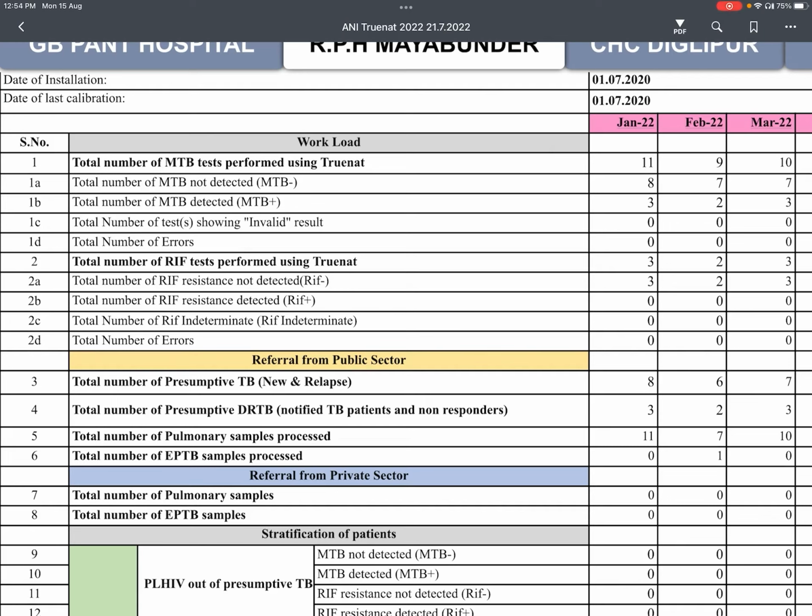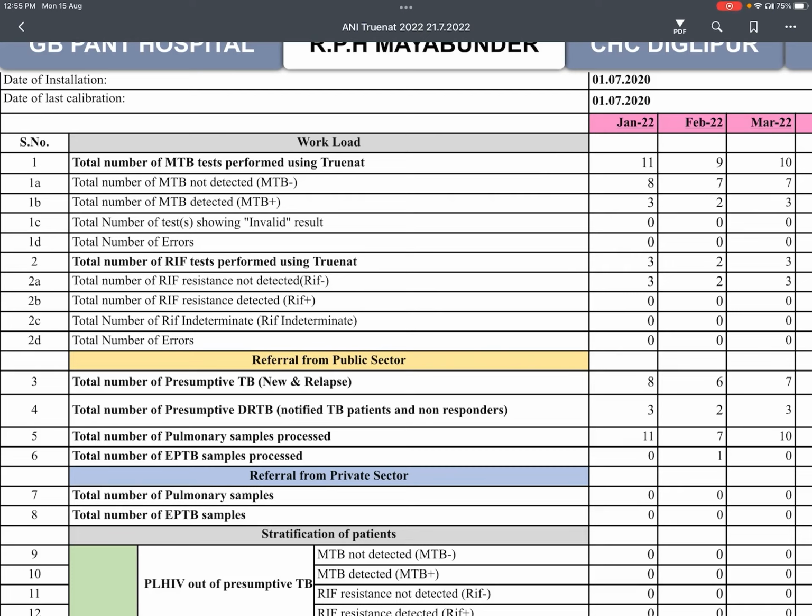So 2A here, RIF resistant not detected. Then we have RIF resistant detected, RIF indeterminate, and RIF error. So here also this indeterminate and error are again repeated, and so all those results have to be reflected here. Then only 2A plus B plus C plus D will equal to 2. Okay. So RIF chip also have to be accounted.